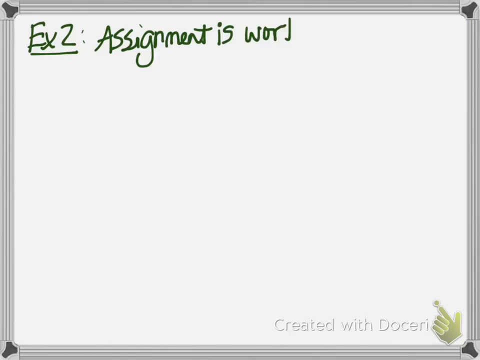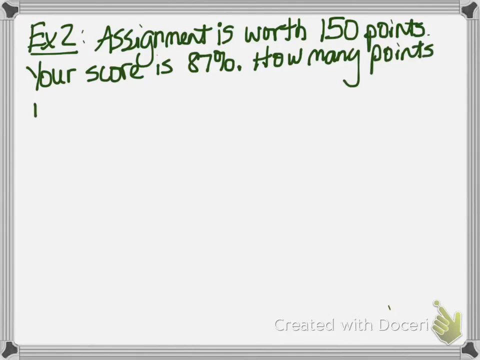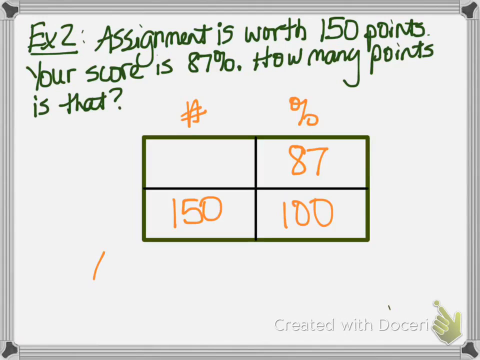In the second example, an assignment is worth 150 points. Your score is 87%. How many points is that? In this one, the box is set up differently. 87 is written in the top right corner with 100 underneath it. 150 is written beside the 100 because the entire amount had 150 points, leaving you with the equation 150 times 87 divided by 100. That equals 130.5 or 131 points.